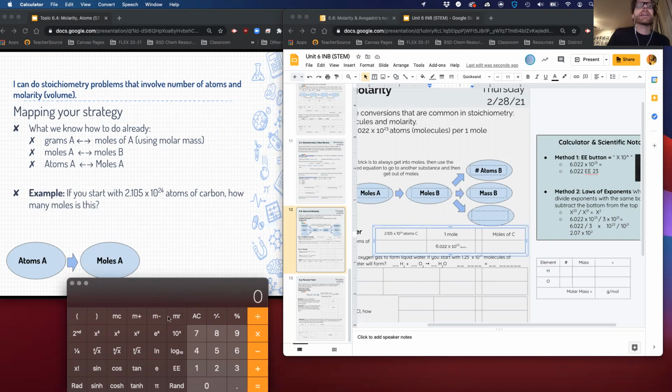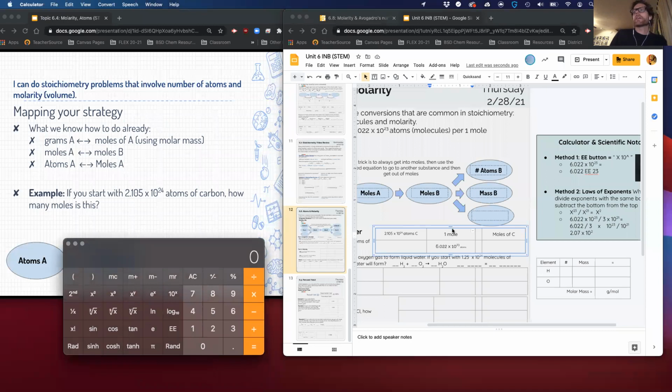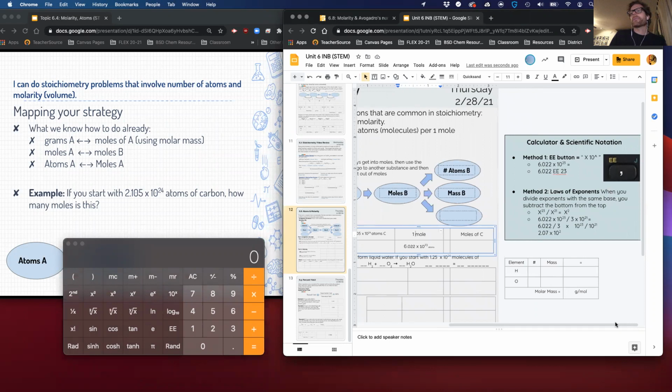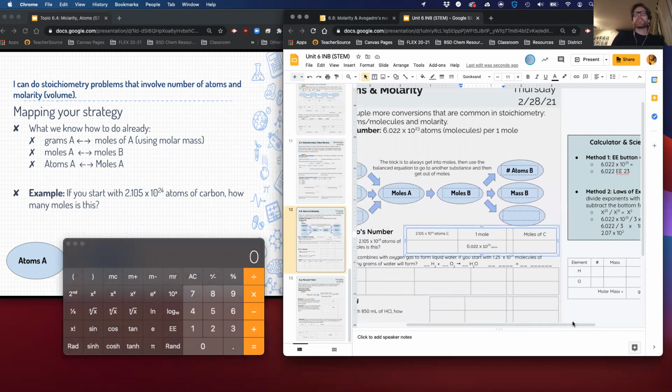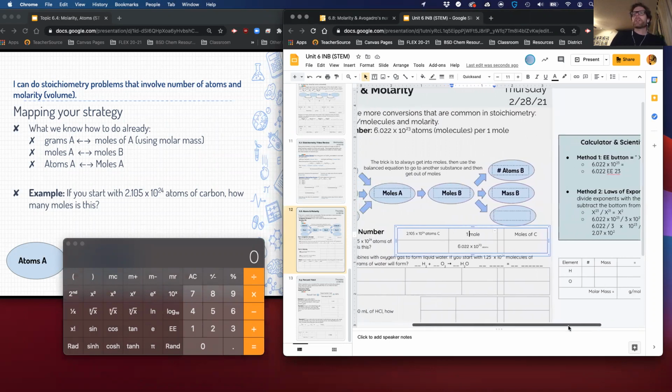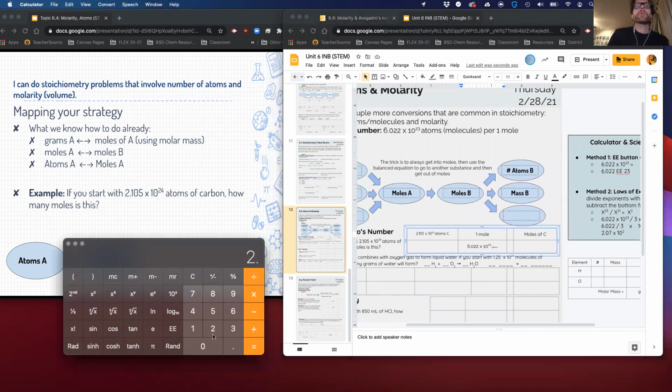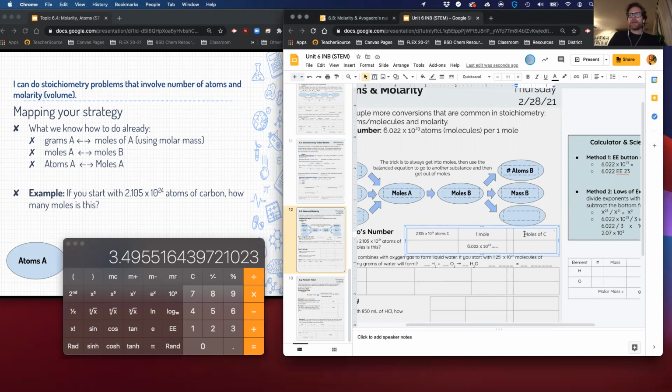So it's using the EE button. The EE button is right here. Also, I made a little thing. If you're using a scientific calculator, it looks like that. Okay, and what the EE button means is times 10 to the. So basically what I'm going to do is for this one right here, I'm going to say 2.105 EE 24. Okay, so see how that EE represents times 10 to the? And then I'm going to divide that by 6.022 E23. And I get my answer right here, which is 3.5.